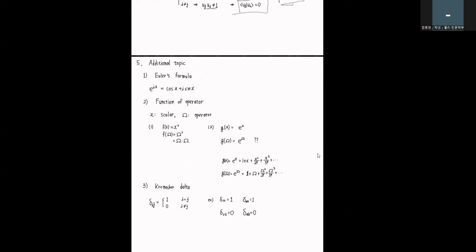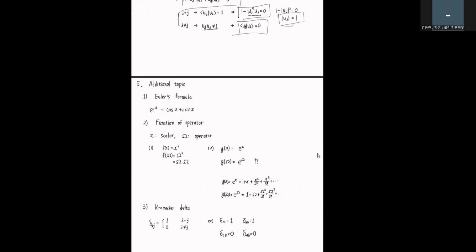Now, some additional notes. We can sometimes define additional functions by using the definitions of already existing scalar functions. So for e to the x, we know e to the x is defined by the Taylor series over here. Now in linear algebra, we define e to the omega for a matrix omega as the Taylor series of the matrix multiplications summed with each other.